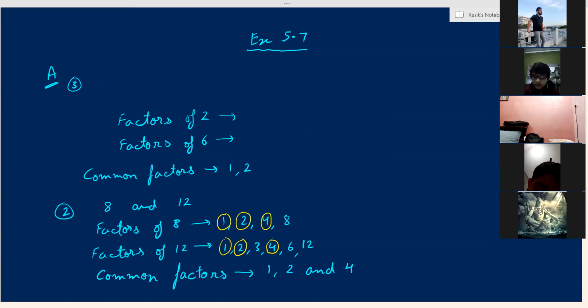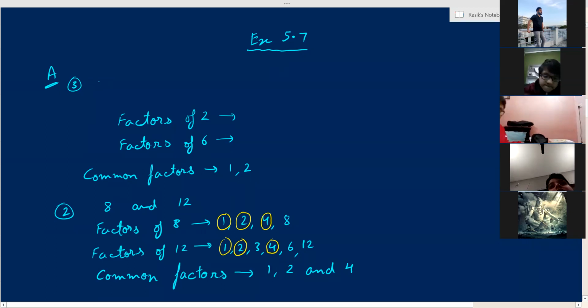Let me see the factors of 14. Just a minute. The two numbers are 14 and 36. So what is the common factor? The factors of 14 are 1, 2, 7, 14.